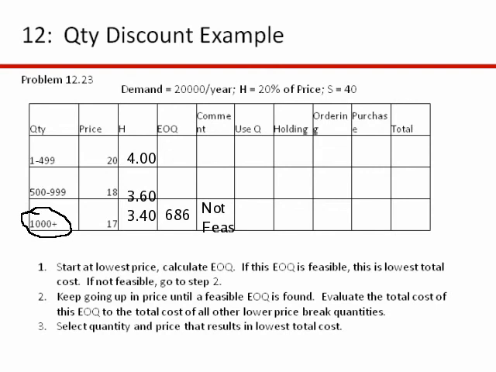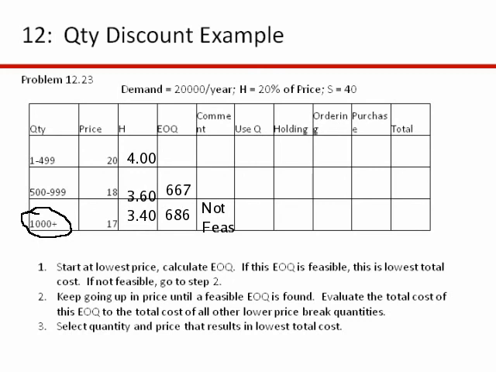All right, so the process says I have to keep going up in price until I find a feasible EOQ. Let's look at the $18 price now. The $18 price is going to be the square root of 2 times 20,000 times 40 divided by $3.60. And so we get our EOQ of 667.